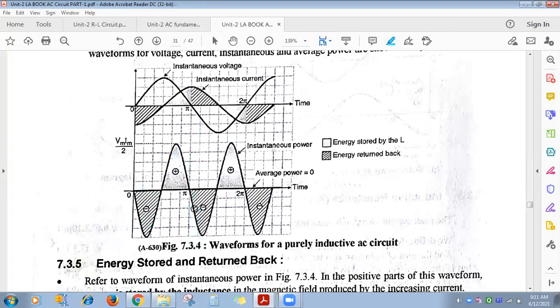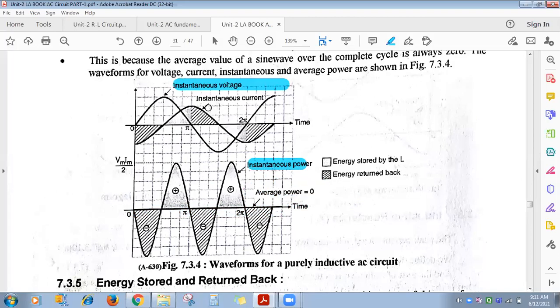So for an inductor, how can you denote the average value graphically? A line intersecting the x-axis. Here the average power is 0, denoted as a line on the x-axis. This is the instantaneous power, the instantaneous voltage waveform and the instantaneous current waveform. So this is the graphical representation.